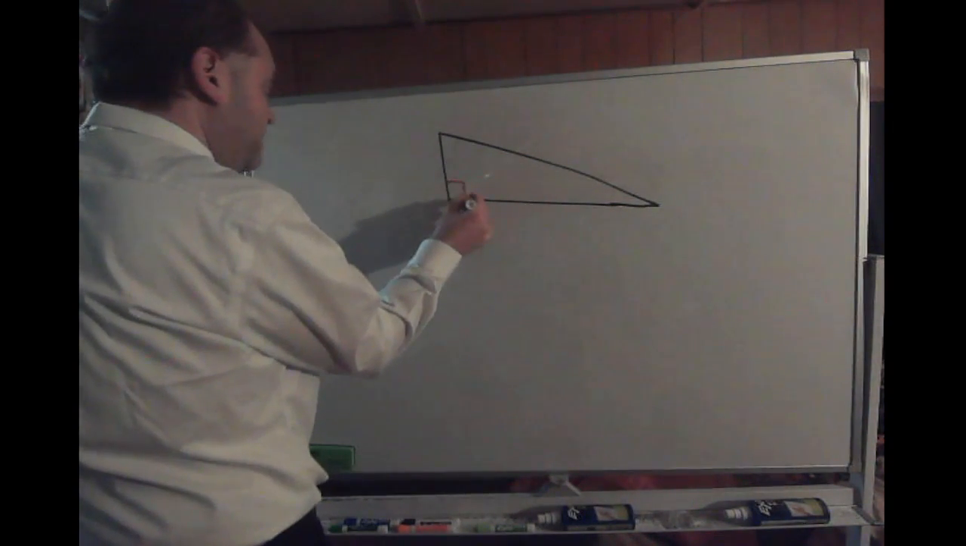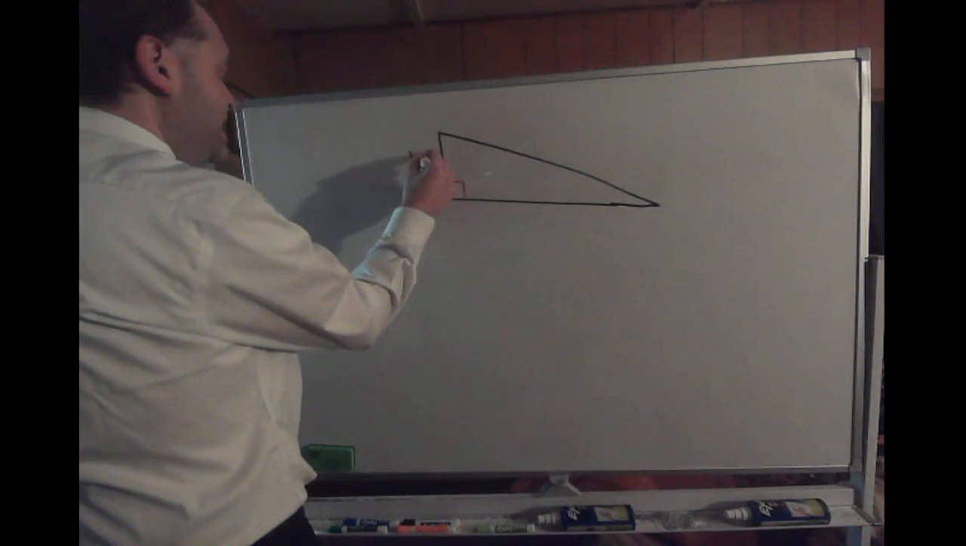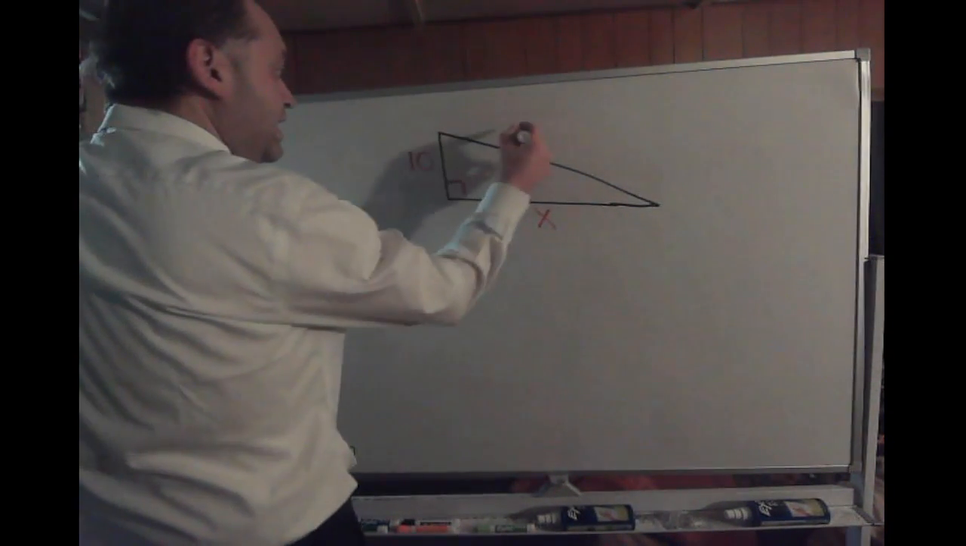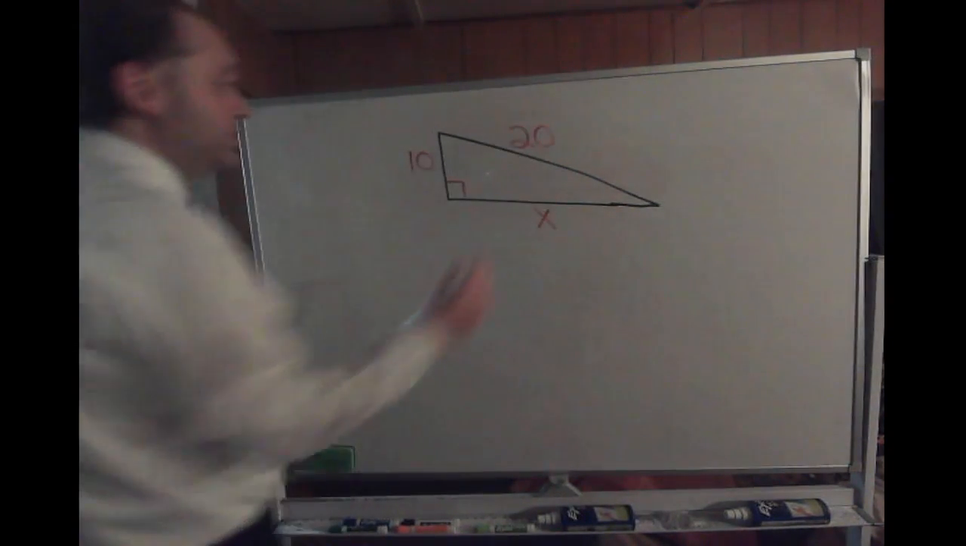Okay, so here we have that. We have a length of 10 on the shorter leg, a length of x on the longer leg, and a length of 20 on the hypotenuse.